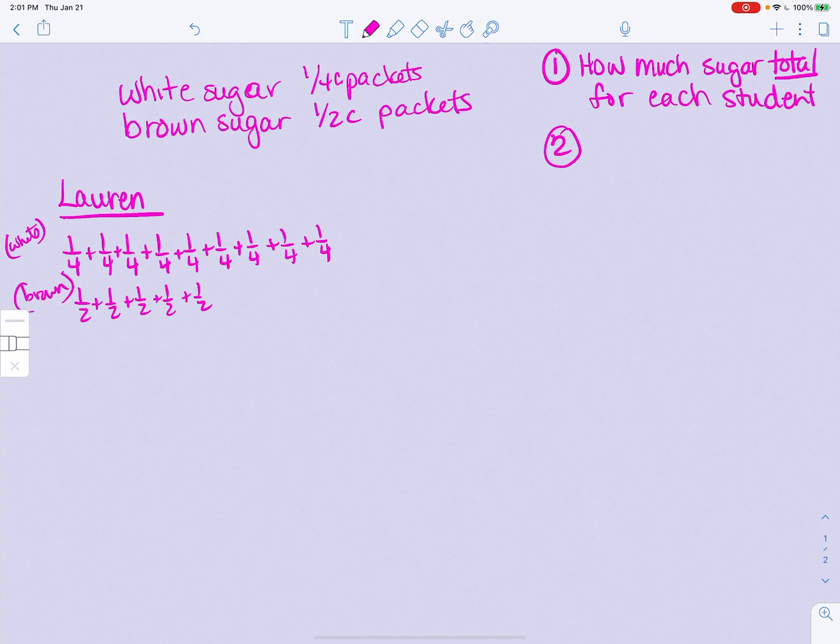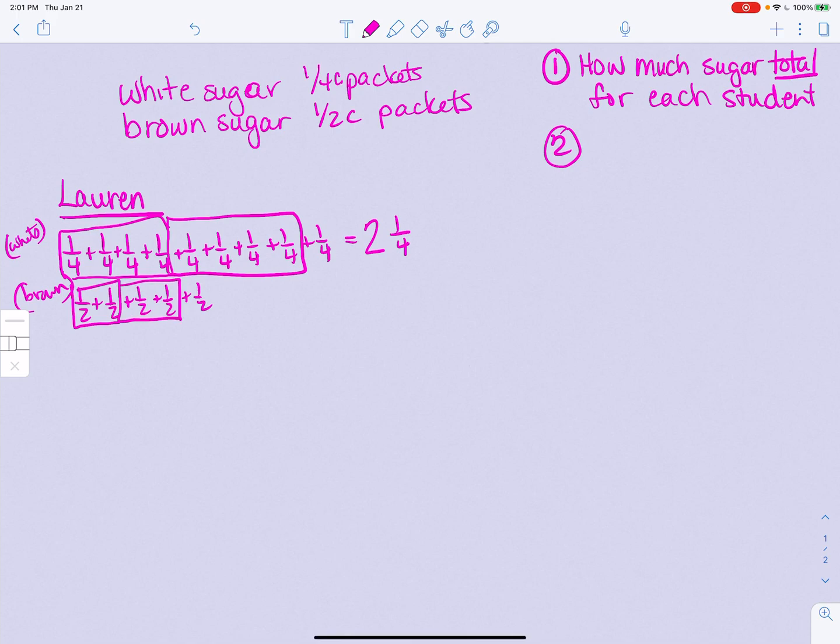So these are my brown sugars. Whew. So let's see. I'm going to do groups of 4. This is 1 whole cup. This is 2 whole cups. And then 1/4. So equals 2 cups and 1/4. For her other ones, I'm going to make 1, 2 1/2. So she equals 2 1/2 cups of brown sugar. So now I have to add both of these. 2 1/2 plus 2 1/4.